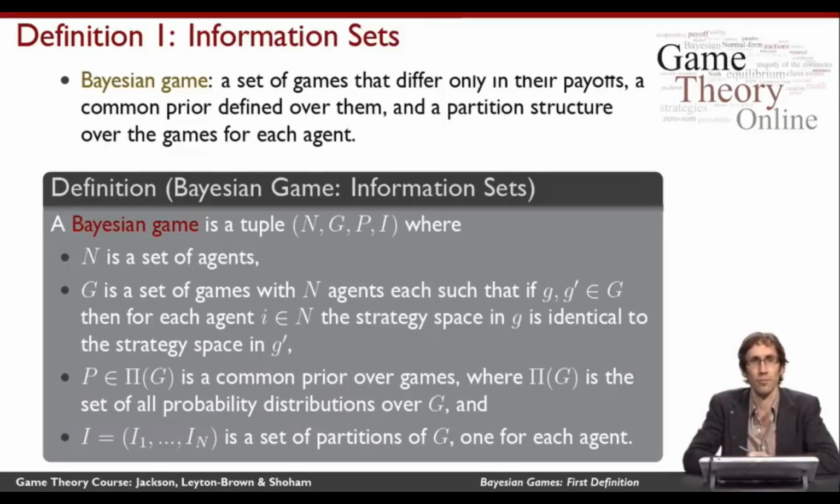So here's one definition of Bayesian games in terms of information sets. A Bayesian game is a set of games that differ only in their payoffs, also a common prior defined over these games, and a partition structure over the games for each agent.